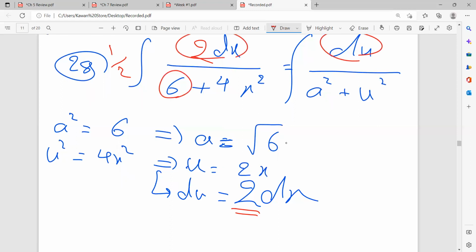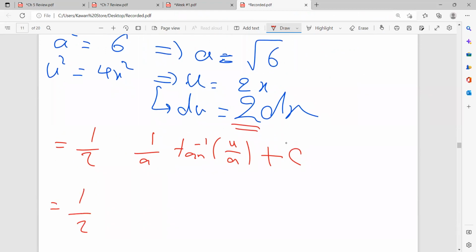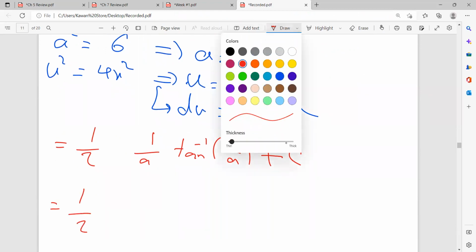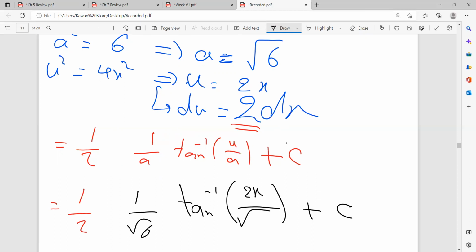du over a square plus u square. Yes. Now I say it is equal to what? 1 over 2 that we have. The formula is equal to what? 1 over a tan inverse u over a plus c. How about 1 over 2? The 1 over 2 was by balancing, not by rule. So I get what? 1 over 2, yalla. 1 over a is equal to what? You are right. 1 over square root of 6 tan inverse u over a. That's it.